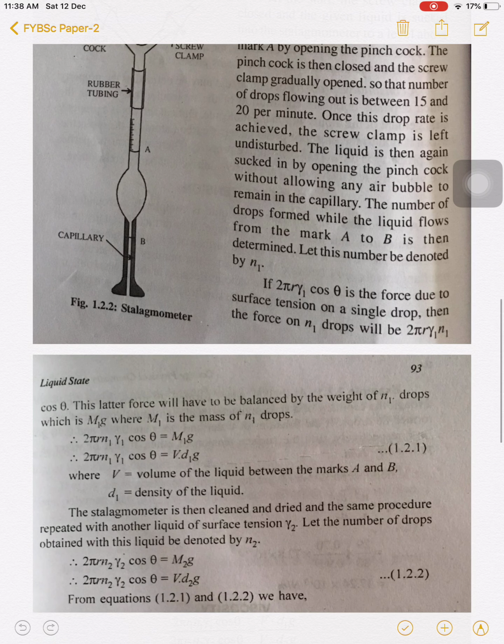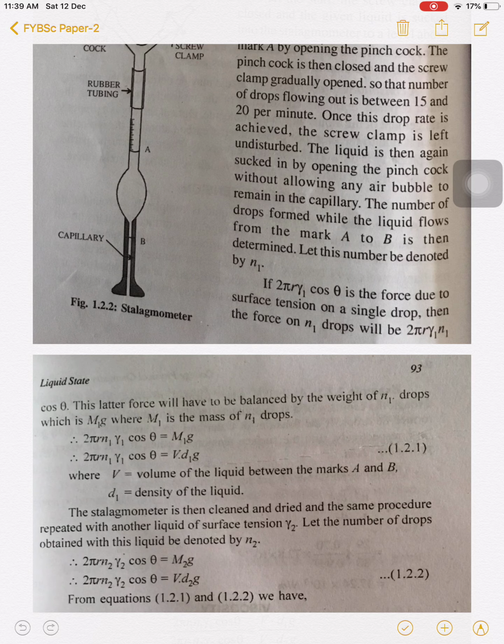In the next part, we are going to derive the equation required to calculate the surface tension by use of this drop number method.